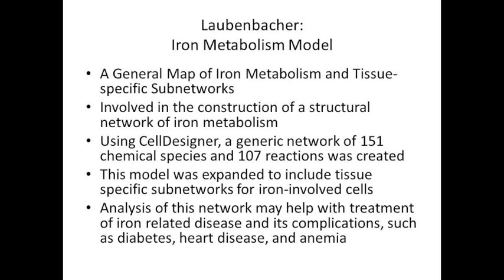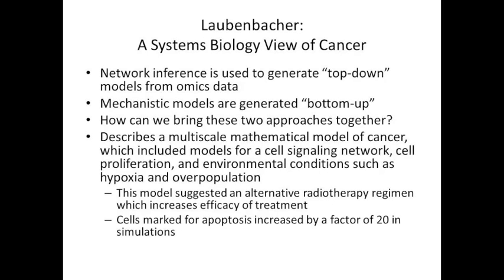And another thing that he's interested in is a systems biology view of cancer. And so he talks about how network inference is used to generate top-down models from omics data. We take whole genomes, and you try to figure out what proteins might be in there from the sequence of an organism. So you try to infer it top down. But mechanistic models are generated bottom up. So if a researcher is trying to make a model and they go into the literature and find one enzyme at a time and add it to the model, that's bottom up. So he's really interested in how we can bring these two approaches together.